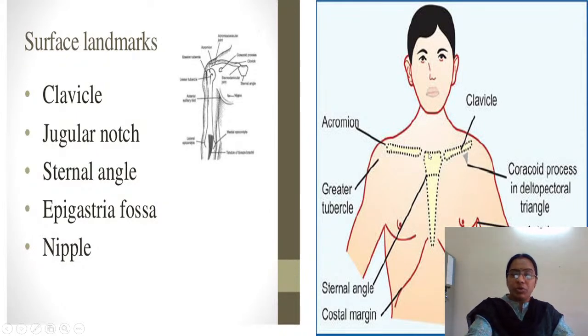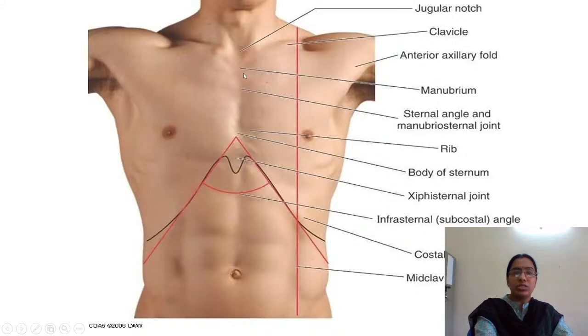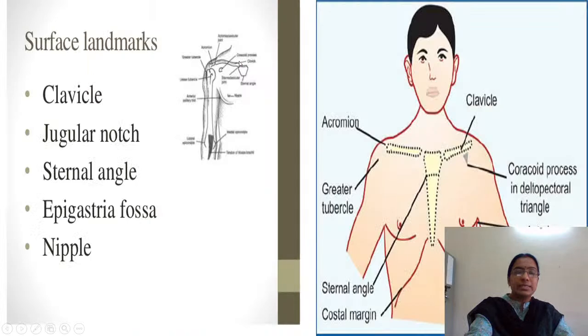Here you get to know the jugular notch or the sternal notch. Next is the sternal angle, where the second rib will be attached. There is a fossa here which is called the epigastric fossa. This is the nipple. So these are the surface landmarks of the pectoral region.